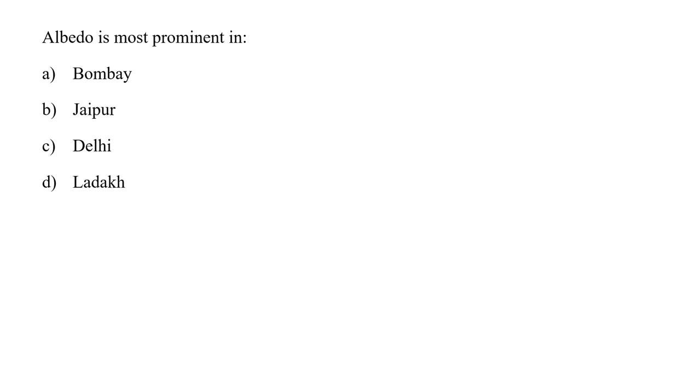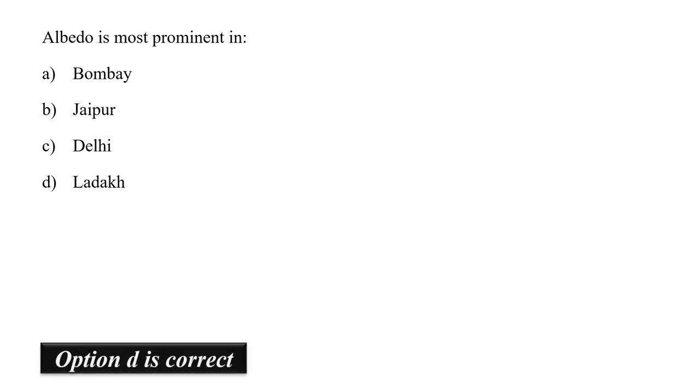Albedo is most common in Bombay, Jaipur, Delhi or Ladakh. Basically, what is albedo? Albedo refers to the quantity of radiation which is reflected back after falling on a surface. In Latin, albedo simply means whiteness. Hence snow-covered areas like Ladakh can reflect 50% to 60% of the incoming solar radiation falling on them, in comparison to slopes or ground, which is a very high amount of albedo. Hence Ladakh would be the right option in this case.